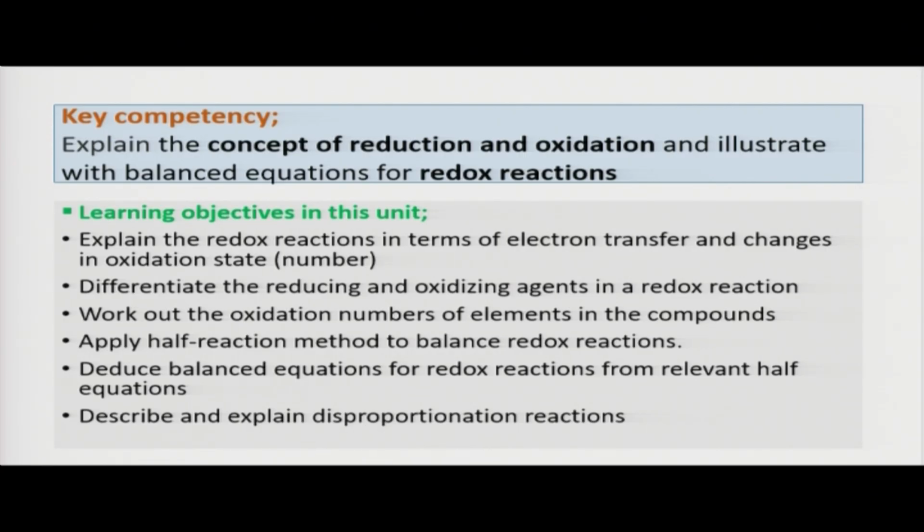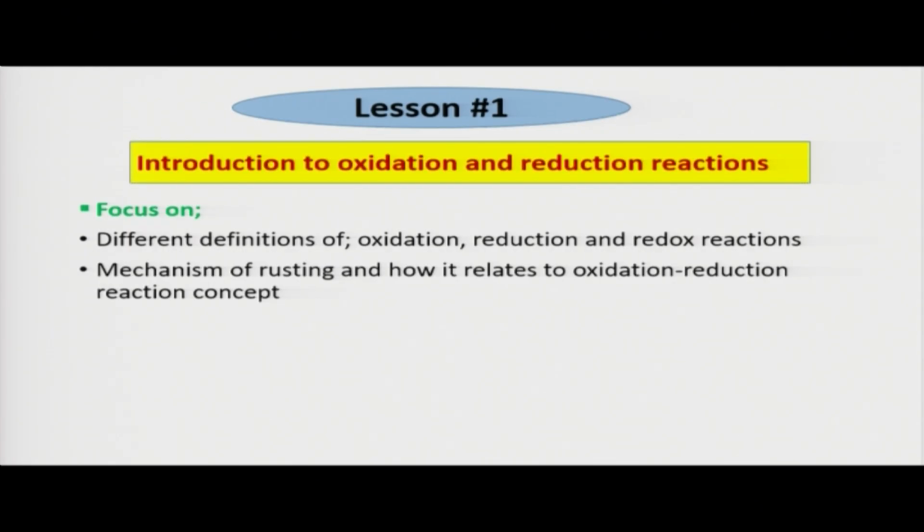So that is what we're going to look at. Of course, those are main objectives. We can't cover them in one lesson, meaning we have a few more lessons to go through under this unit. Please join me as we head to lesson 1, which is basically introduction to oxidation and reduction reactions.